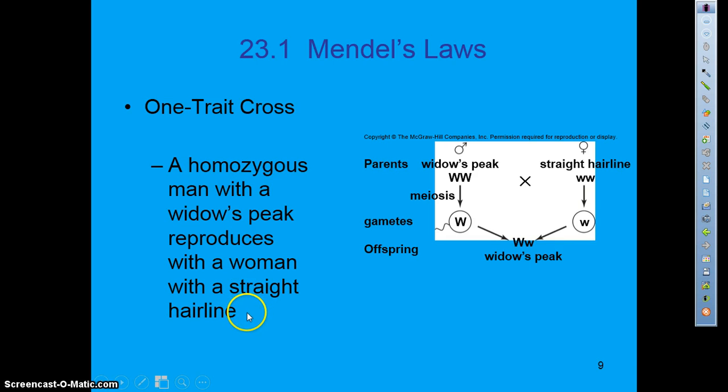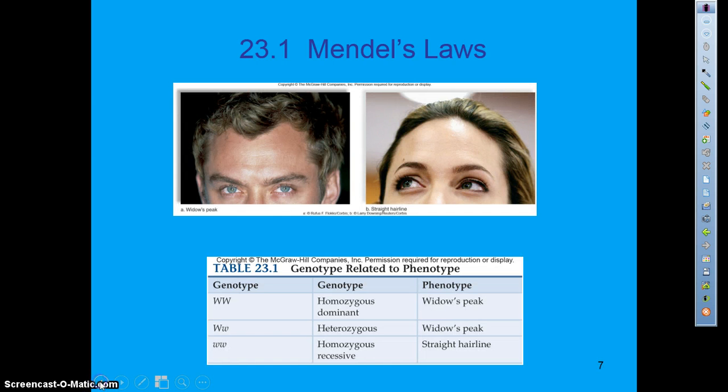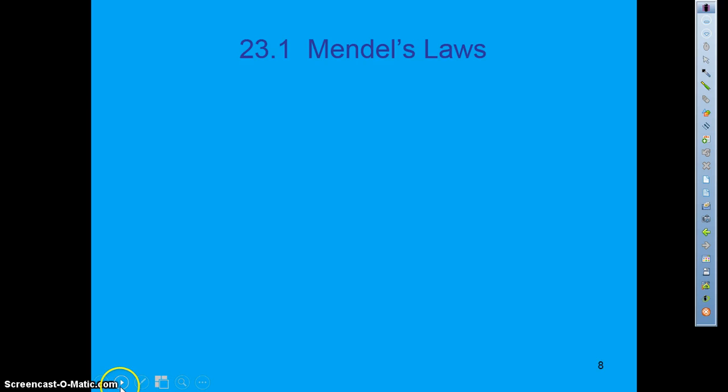It wasn't important for them to put homozygous recessive with the woman because it says she has a straight hairline. The only option for a straight hairline, if we look back at this chart from yesterday, would be little w. But it was important for them to tell us that the man was homozygous because that told us the genotype that he had. Otherwise, we would wonder if he has big W, or if he's heterozygous, big W, little w.